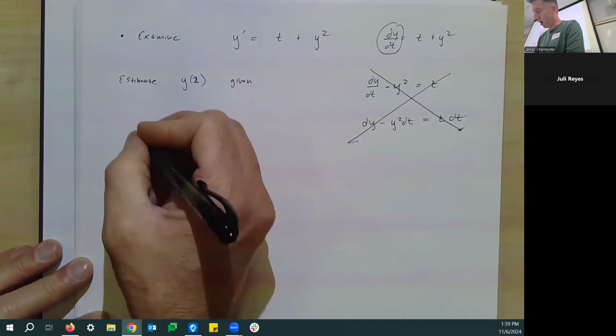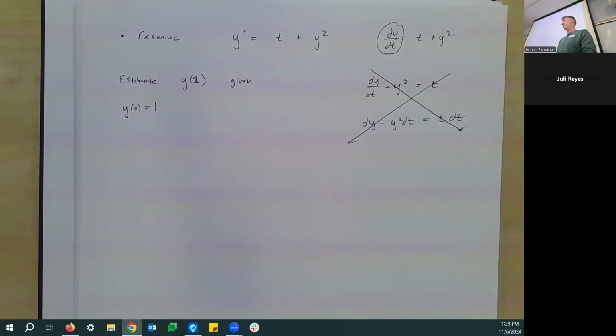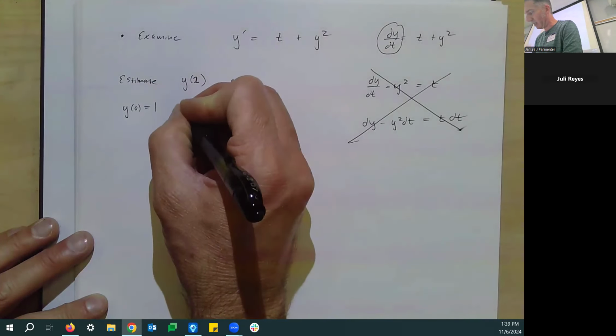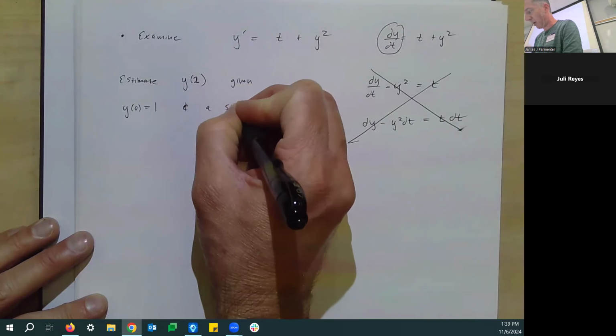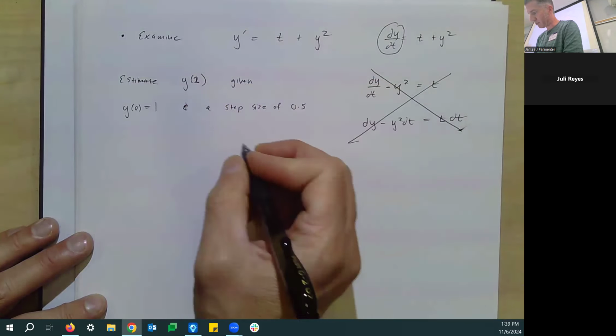We estimate y of 2 given that y of 0 is equal to 1, because just like any good differential equation, if you want to know some values, you have to have an initial condition. And we're going to be given a step size, which we'll talk more about in a second, of 0.5.